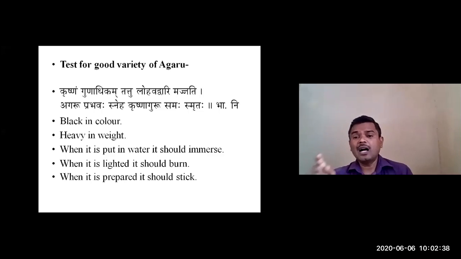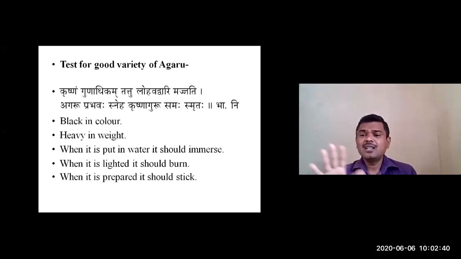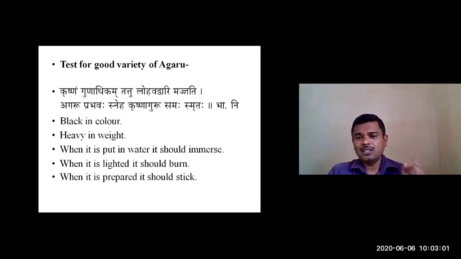Sneha Krishna Agaru Samah Smritaha, that is called Krishna Agaru. These are the qualities of the best quality Agaru. Krishnam Gunadikam Tattu Lohavad Vari Majjati, Agaru Prabhavaha, Sneha Krishna Agaru Samaha Smritaha. This is an important shloka. Like the Chandana Grahya Lakshana: Swadetikam Kashepitam, Chedheraktam Tanaushitam, Granti Kotara Sanyuktam, Chandanam Grahya Muchyate. You have to learn that shloka by heart as well.